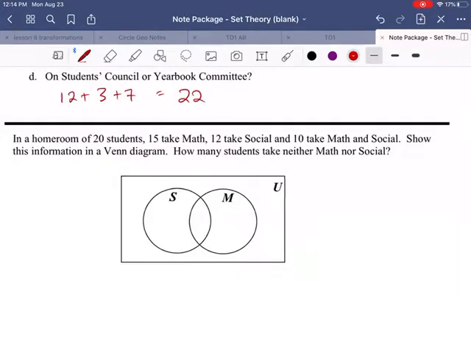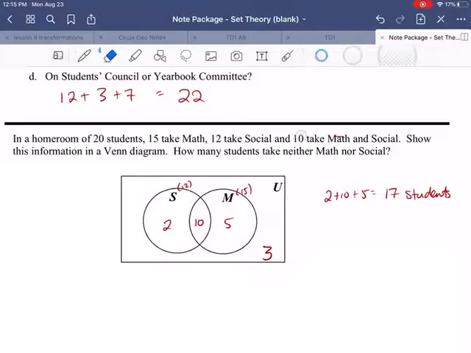So what you actually got to do here is start with the ones that are in both, the 10 that are taking math and social. So 10 goes there. Now in total there's 12 in social, but if 10 have already been accounted for, there's just 2 left over here. Same thing for math: there's 15 that take math, but 10 have already been accounted for, so there's 5 there. If we count up the kids in this Venn diagram, we've got 2 plus 10 plus 5, which is 17 students accounted for. That means there are 3 kids that aren't in either of those subjects.